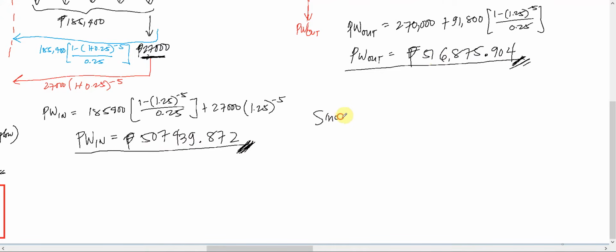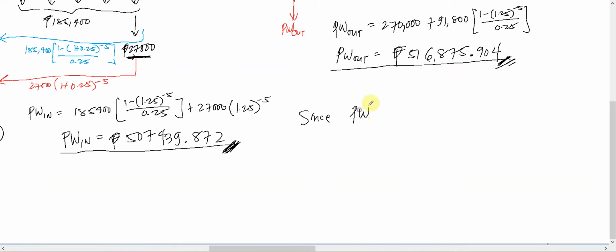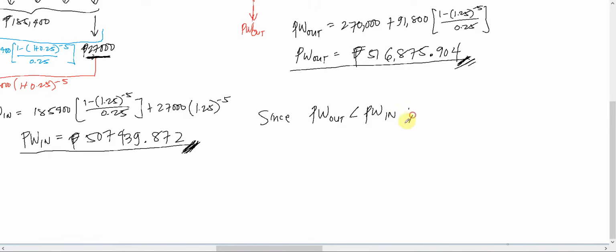Since pwede natin sabihin yan, present worth ni cash outflow is less than present worth ni cash inflow. Therefore, investment is not justified. Kahit hindi na natin ipag-minus yan, in minus out, kita naman natin na negative. Kaya sinabi na lang natin na ang present worth cash outflow is less than present worth cash inflow. Mas malaki yung binalabas natin pera kaysa sa pumapasok na pera sa atin. Therefore, the investment is not justified.